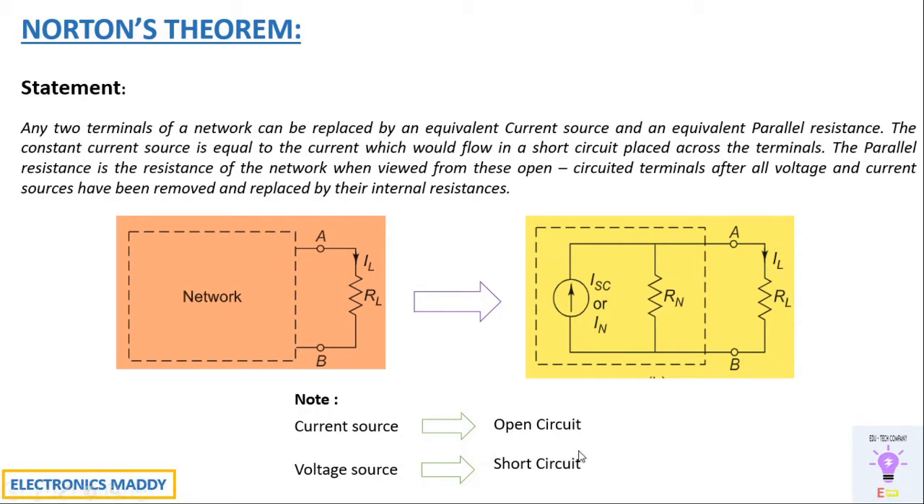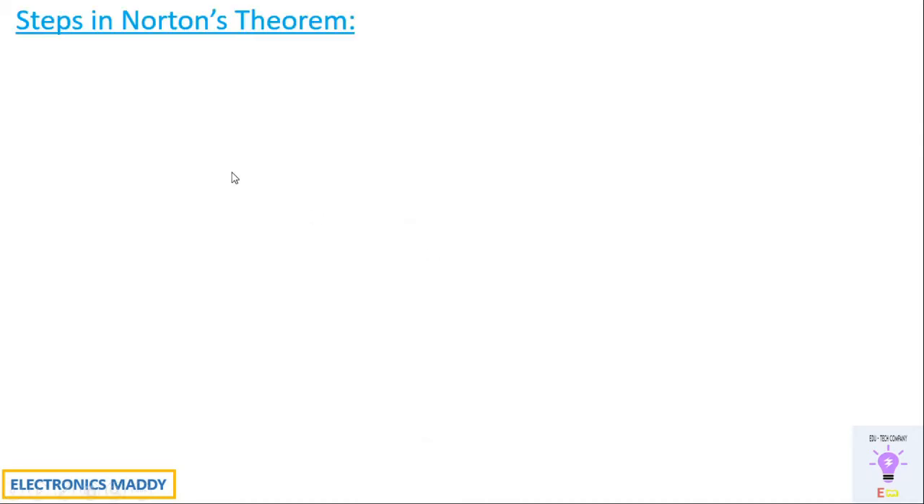Once we are clearly aware of what the statement is and why it's used, let us try to understand the steps behind solving this network to get this particular Norton's equivalent circuit. So this is called Norton's equivalent circuit. How do we arrive from this point to this point? That is a big question, isn't it? So let's go into our next concept, that is nothing but the steps involved in Norton's theorem.